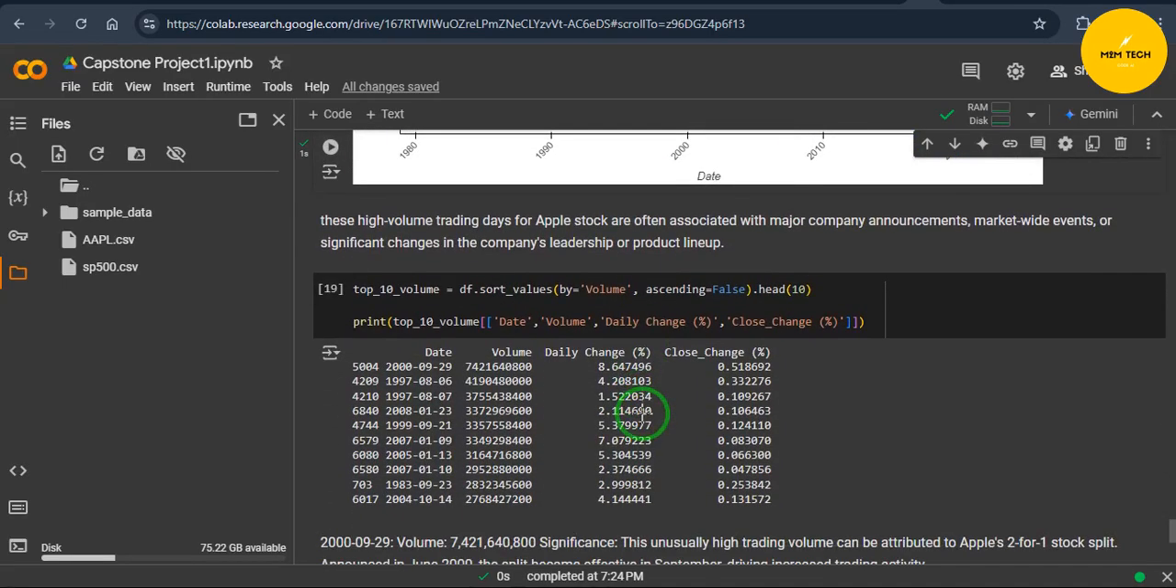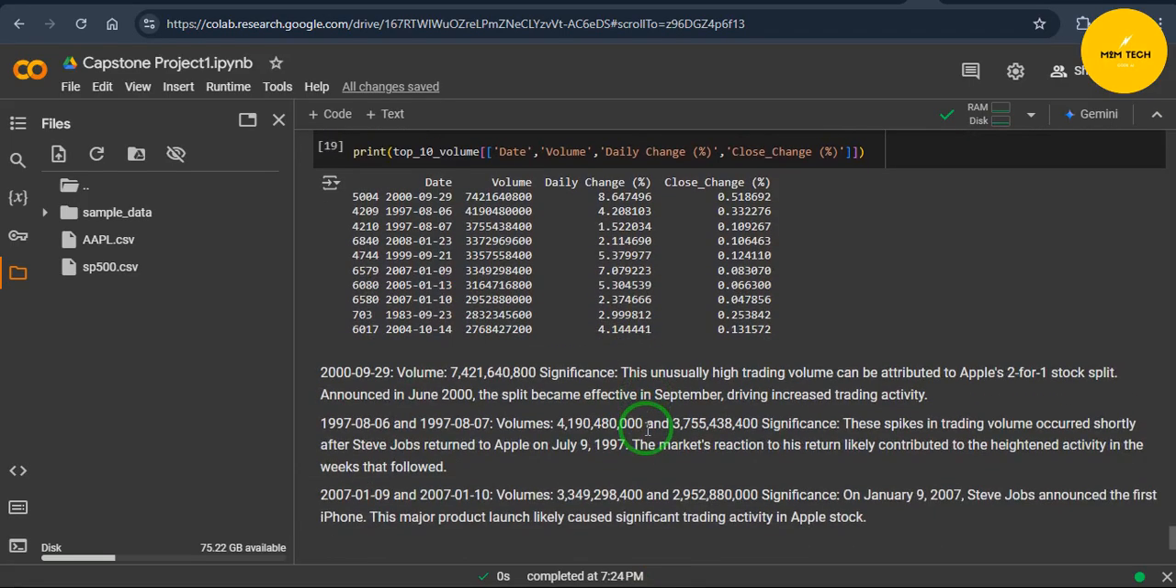And finally, I analyzed the top 10 highest trading volume days. These often coincide with product announcements such as the iPhone launch in 2007, leadership changes such as Steve Jobs' return in 1997, and a stock split like the 2-for-1 split in 2000. This highlights how significant events drive investors' activity and impact Apple's stock.